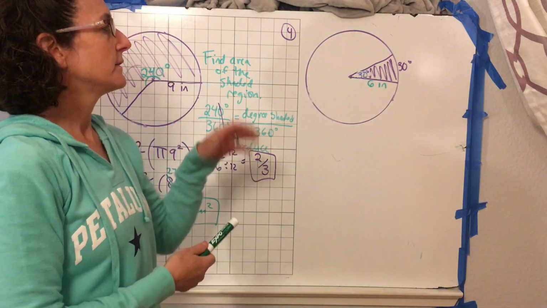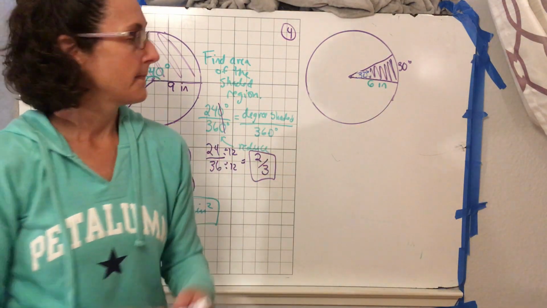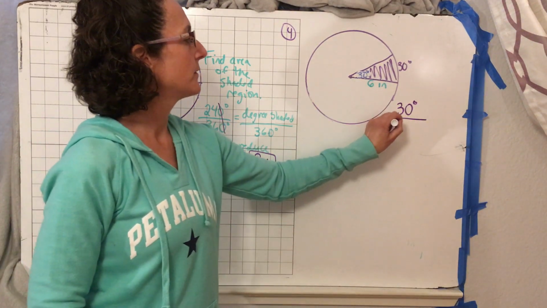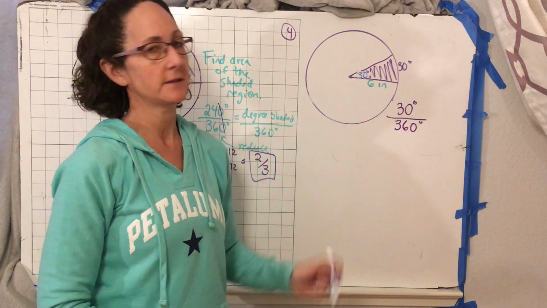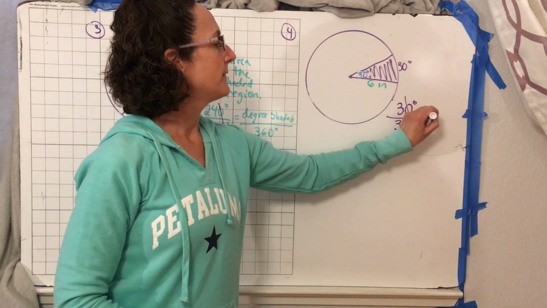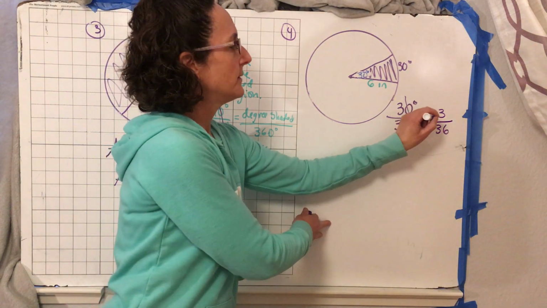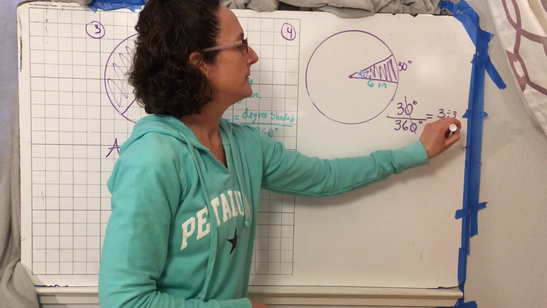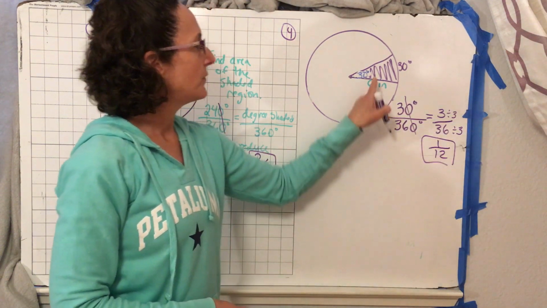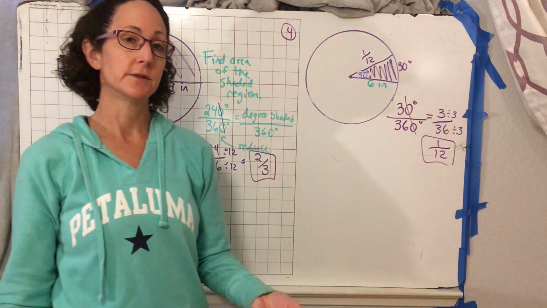So the first thing we're going to figure out is what fraction of a circle that is. So remember, you take the degree measure of the shaded part over 360. We always use 360 because that's a full circle. And then you want to reduce. So you chop your zeros off. You're left with 3 over 36, but 3 divides evenly into both of those. So if you divide this by 3 and you divide this by 3, you're left with 1/12. So this piece of pie represents 1/12 of the whole area of the circle.